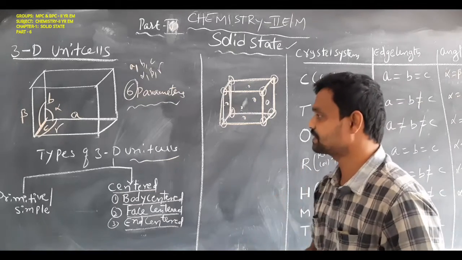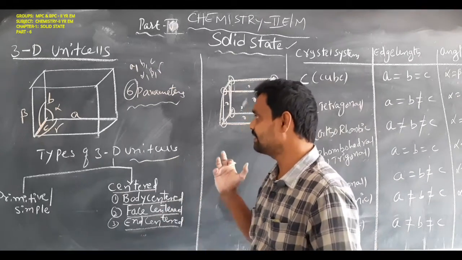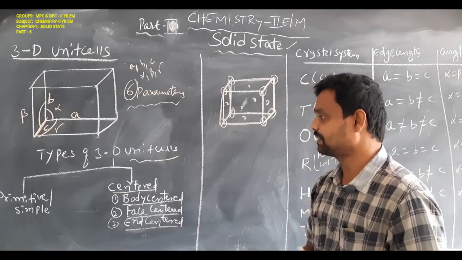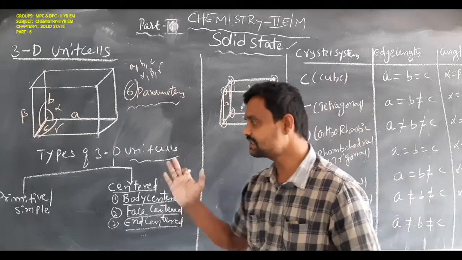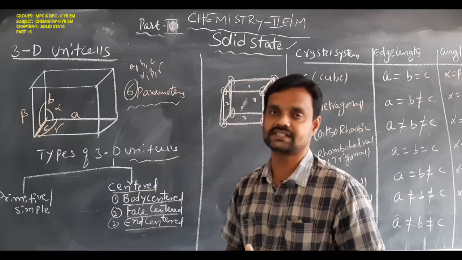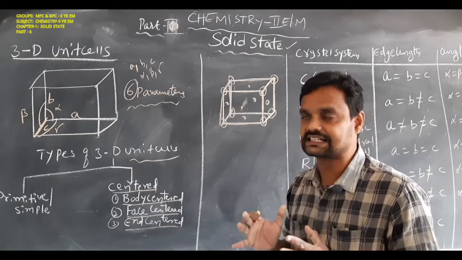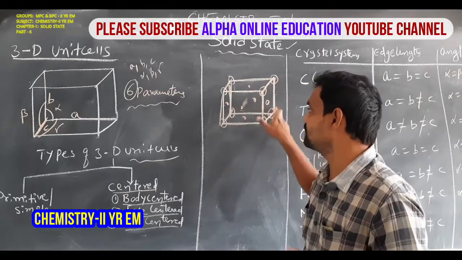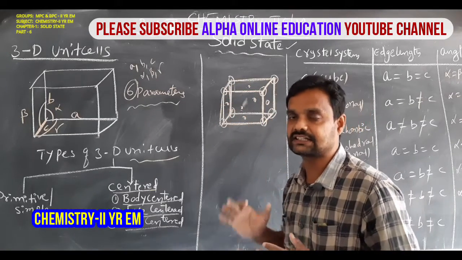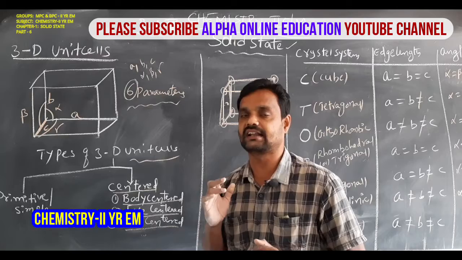So these are the types of the unit cell. This is the main difference between these types of unit cell. One is the primitive or simple unit cell, which means atoms occupy only the 8 corners. Atoms are present only at 8 corners. That is the simple or primitive unit cell.